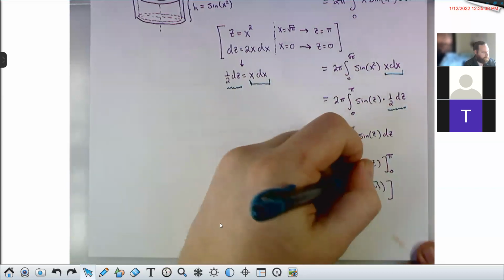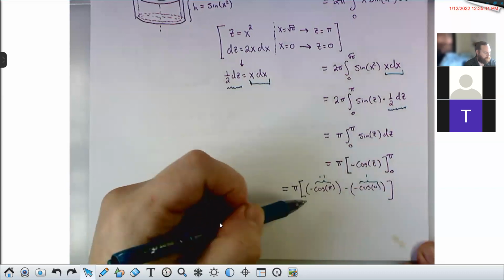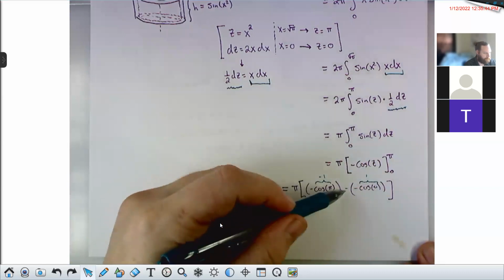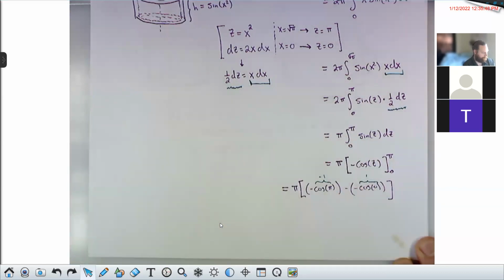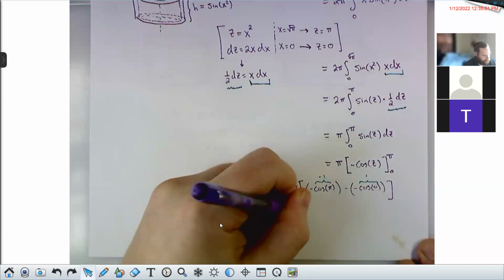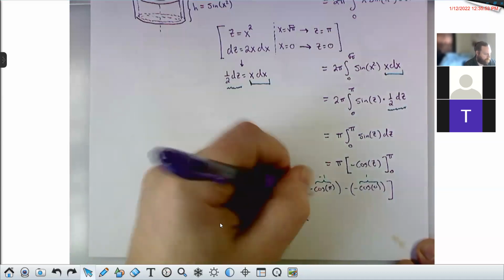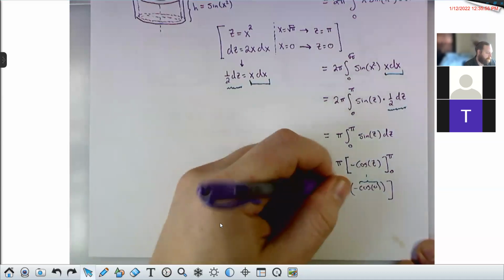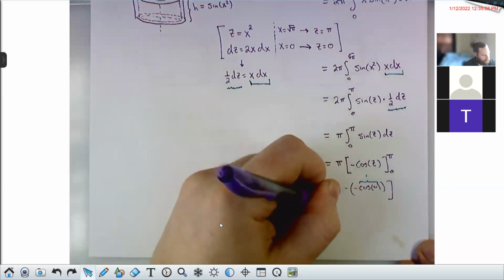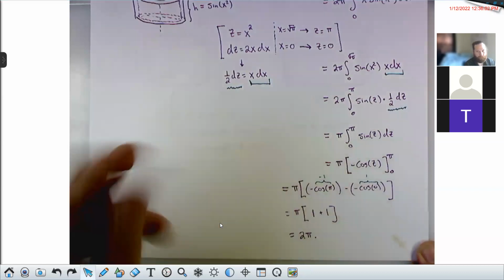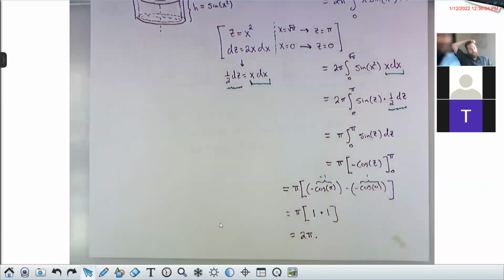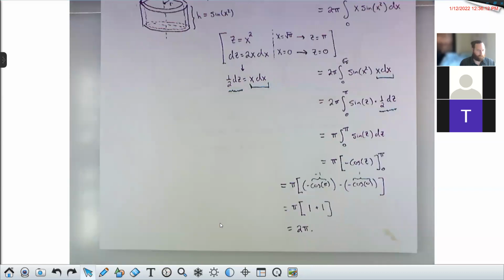+1. Very good. So what I have here is -1, +1, minus -1. So this is pi times -1 is 1, minus -1 is +1. In other words, this is 2 pi. All right, that's it. So I'm going to back out here a little bit.